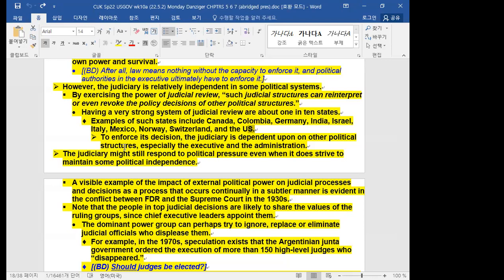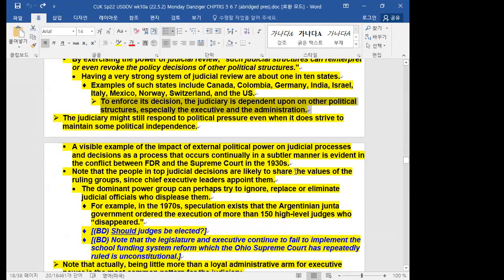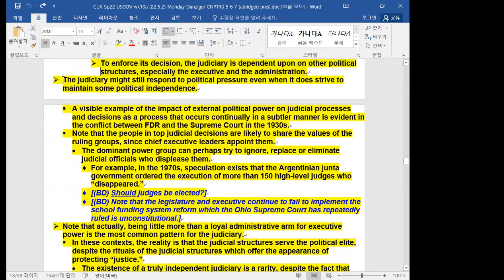But that's another story. To enforce its decisions, the judiciary is dependent upon other political structures, especially the executive and the administration. The judiciary might still respond to the political pressure even when it does strive to maintain some political independence. So that's a big question, right?